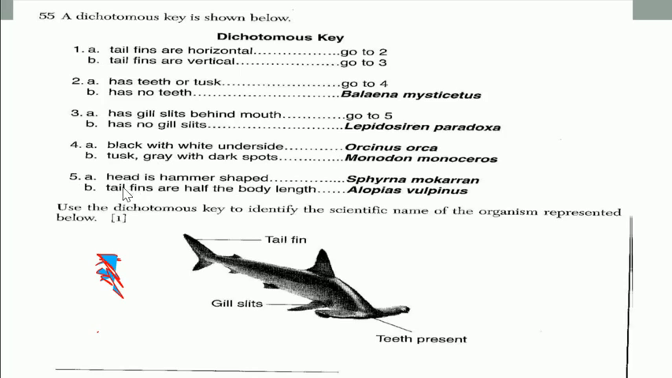Here there are again two leads: head is hammer shaped, or tail fins are half the body length. If you observe, the head is hammer shaped, so obviously this organism is Sphyrna mokarran. Okay, so this is how a simple dichotomous key, if followed properly, can lead to the identification of an unknown organism.